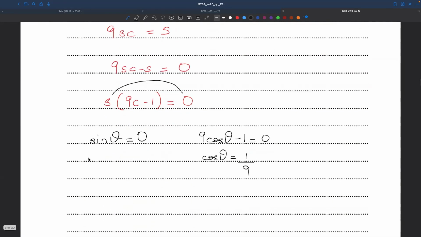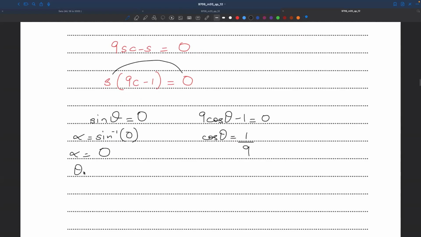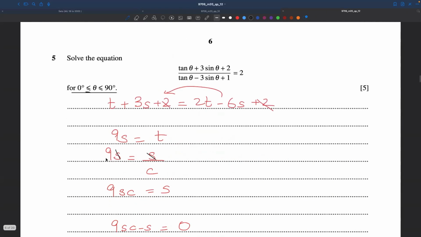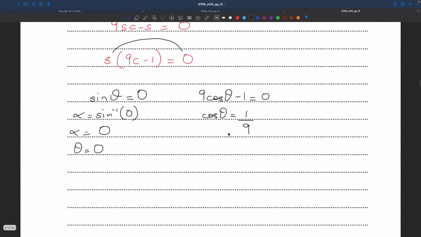Okay, so if you do sine inverse of 0, that is equal to 0. So one of the values of theta will be 0. It can be greater than or equal to 0. So yes, one of the values will be 0. And then what is the basic angle?